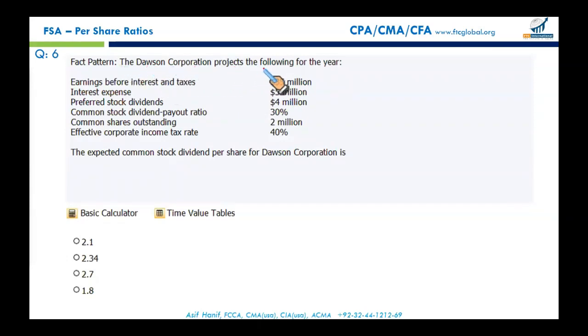The Dawson Corporation projects the following for the year. We have these numbers for the year, including earning before interest and tax. What exactly are we looking for? The expected common stock dividend per share for Dawson. We are looking for the dividend per share. That's to be calculated. For that, we need to find out first the income available to common stockholders, and then we'll divide it by the number of shares, and then we'll see what the payout ratio is. Let us proceed step by step.